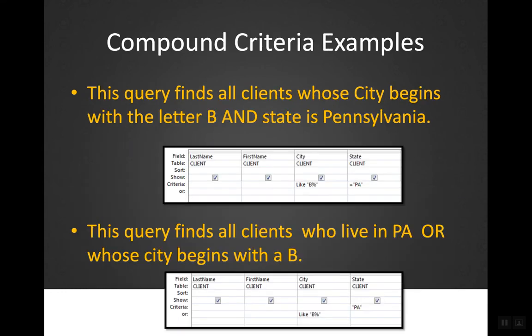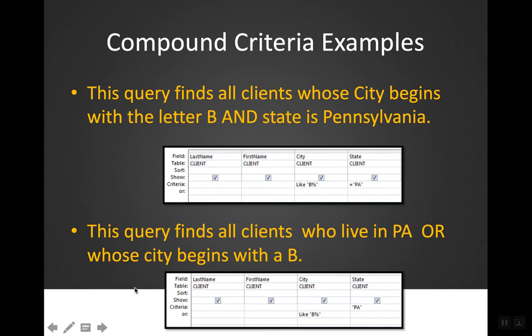So some examples here, some compound criteria. If you see everything on the same line, give us everything that would begin with the letter B and would be in Pennsylvania. So you would get everything that is in Pennsylvania and begins with B.